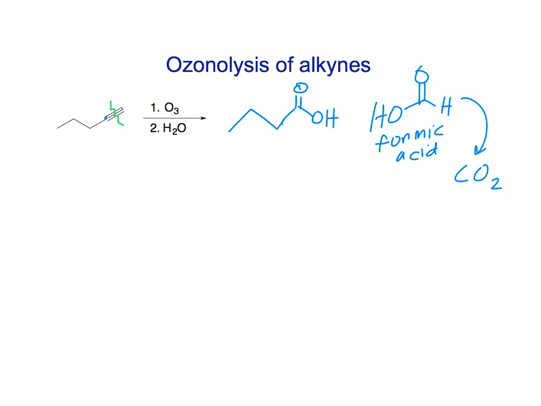All right, so if we have an internal alkyne, we get 2 carboxylic acids. If we have a terminal alkyne, we get 1 carboxylic acid and carbon dioxide. So we've really added up to a lot of reactions now, and we can really start to do more chemical synthesis.